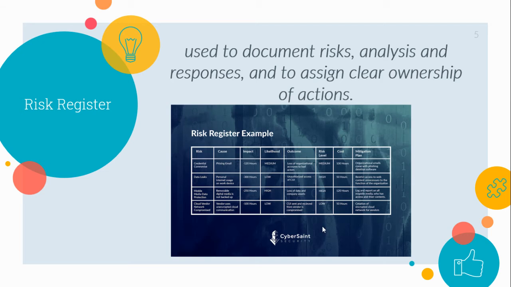So this is an example of a risk register. So you can see the risks, you can see what could cause the risk, what would be the impact, what would be the likelihood, is it low, medium, or high, and what would be the outcome of the risk, what is the risk level, what is the cost, and what is the mitigation plan. So how will you mitigate this risk?